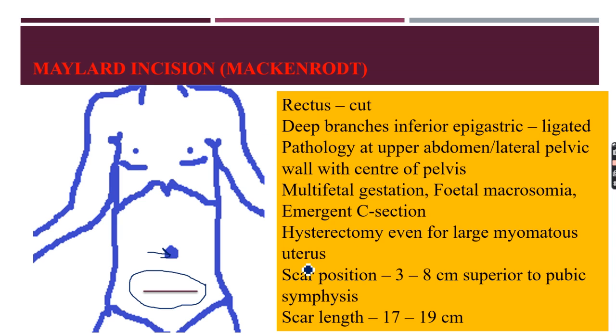In this incision, basically we are just incising the lower abdominal wall about an average length of 5 to 6 centimeter superior to the pubic symphysis. The range is between 3 to 8 centimeter, and the length of this incision should be between 16 to 20 centimeter maximum. The important thing is in this incision we are going to cut the rectus muscle as well as the deep branches of inferior epigastric. These are ligated.